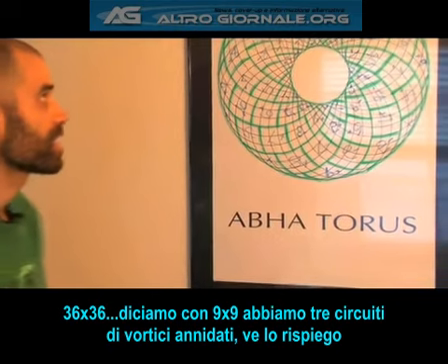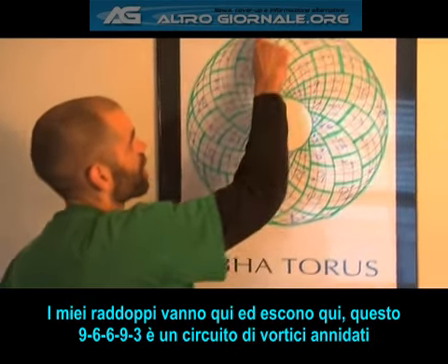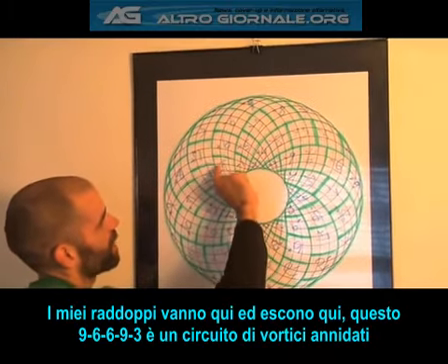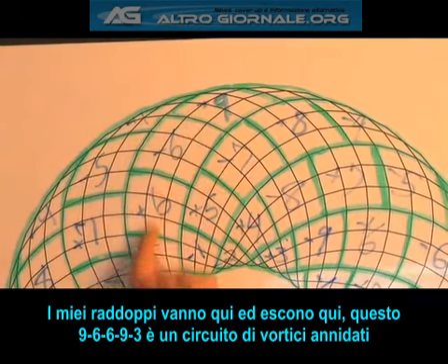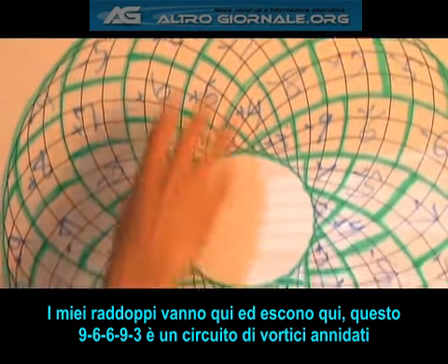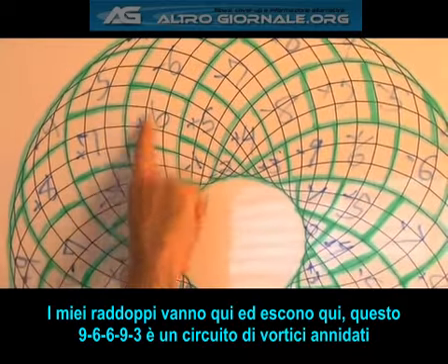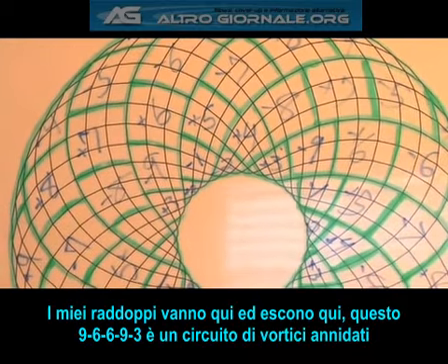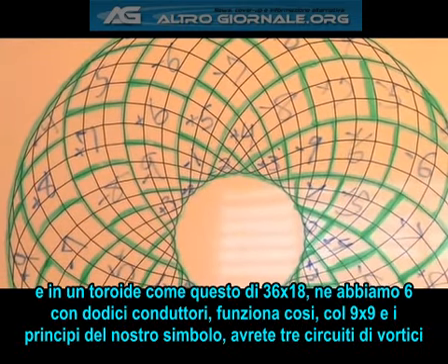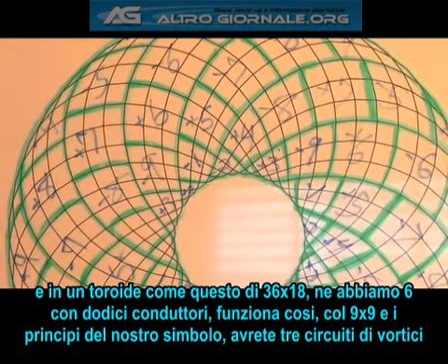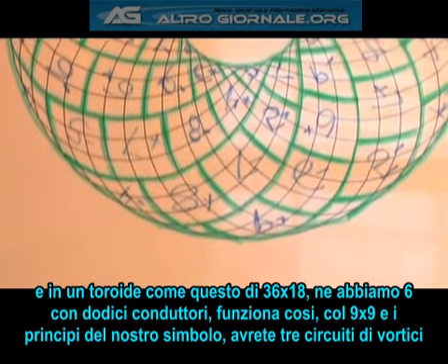So let me again go over what a nested vortices circuit is. Whereas in my regular doubling circuits, I have a 1, 2, 4, 8, 7, 5 going in here, 1, 2, 4, 8, 7, 5 coming out here, and my 3, 9, 6 in the middle. This, which is 9, 6, 6, 9, 3, is a nested vortices circuit. On a torus like this, which is 36 by 18, there are 6 of those with 12 conductors. But it works like this.